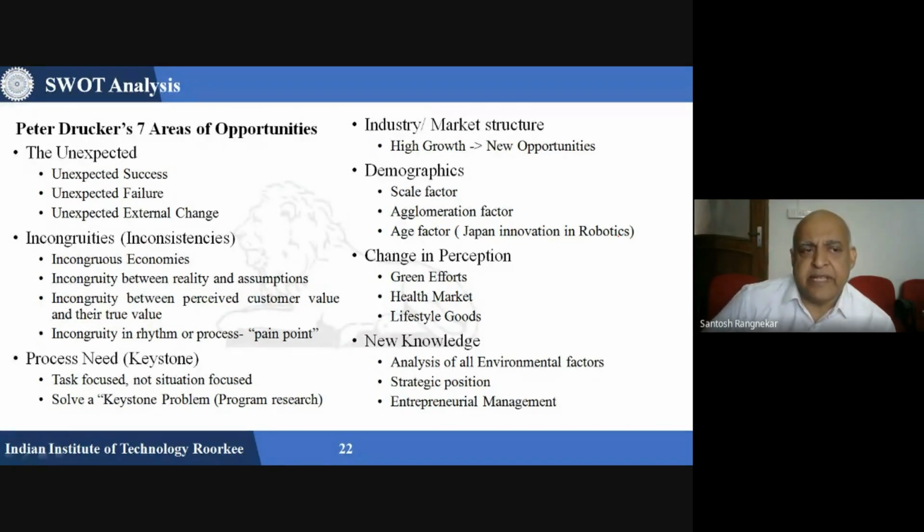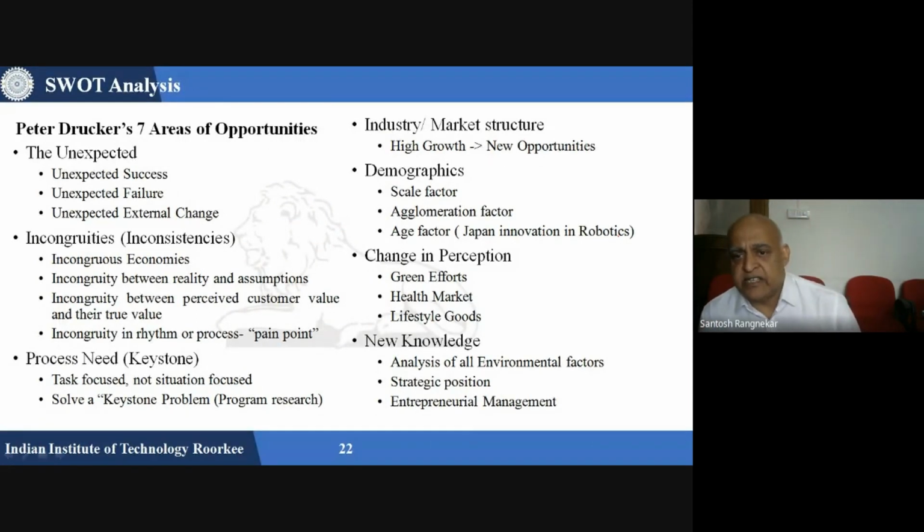Now, another method of the SWOT analysis is Peter Drucker's 7 areas of opportunities. They are the unexpected, incongruities, process need, changes in industry, demographics, change in perception, and new knowledge. When we are talking about the unexpected, here unexpected opportunities are there for success.